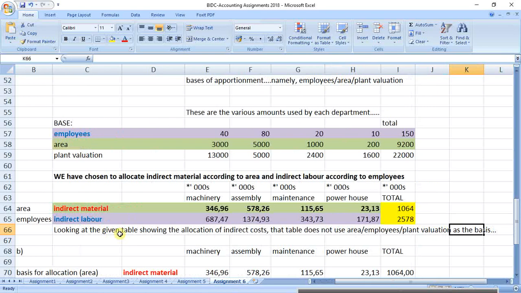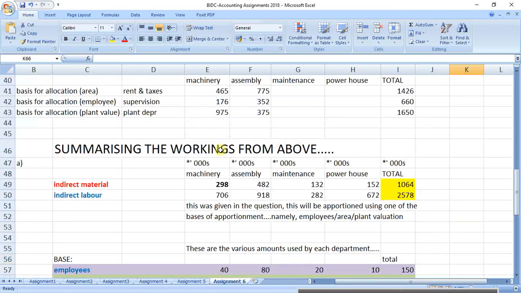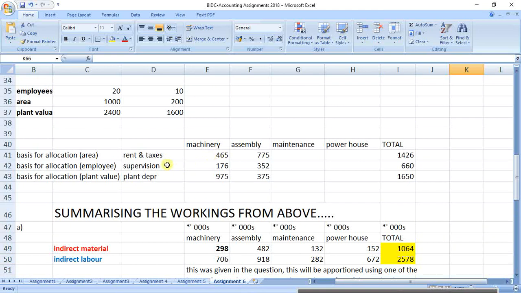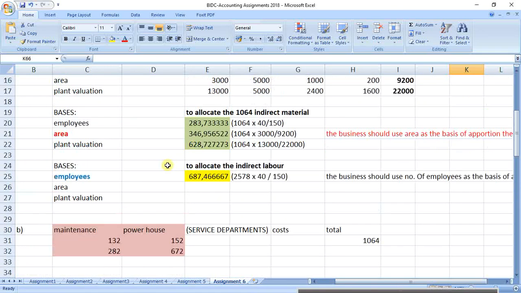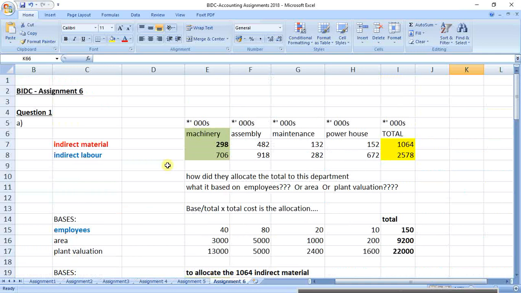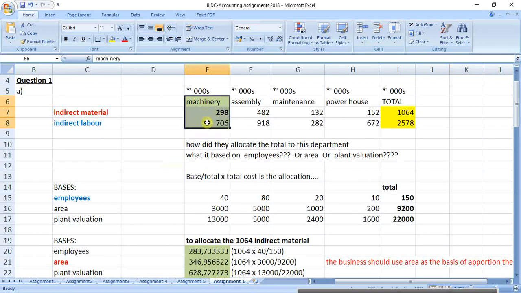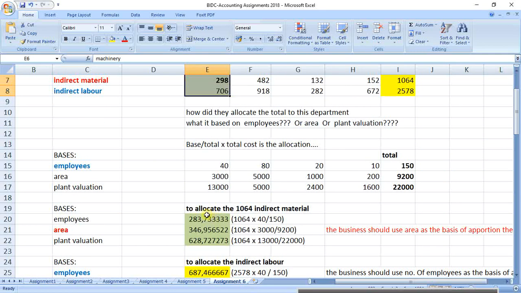Okay, so that was what we looked at last time, because I was trying to check their allocation, because I wanted to know where they got these figures from. Okay, because if they allocated it based on employees, area, or plant, we would have gotten those values. Last time I showed you all the allocation. I did all of them. Where was that? Yeah, here. Okay, in terms of the machinery. I just did one column.